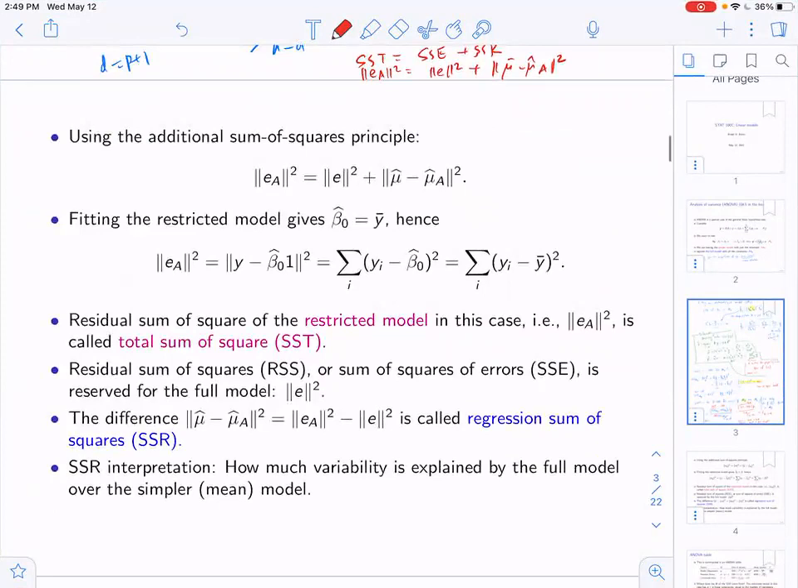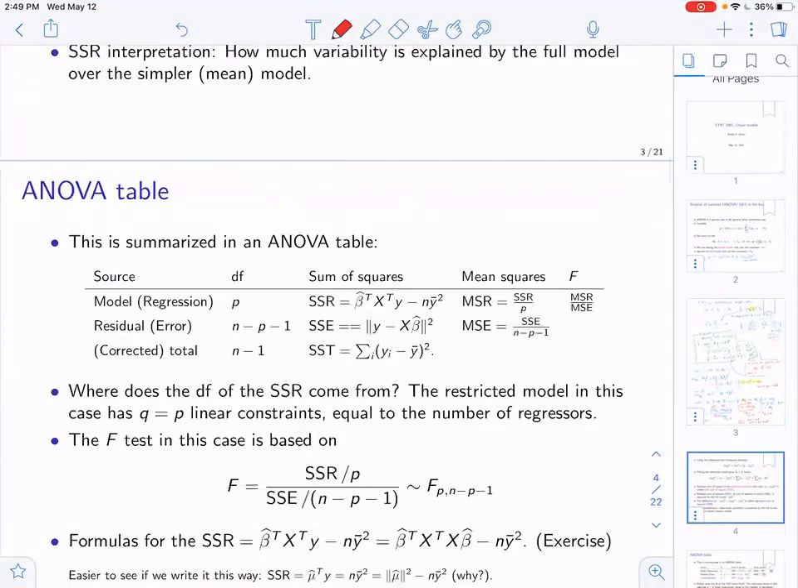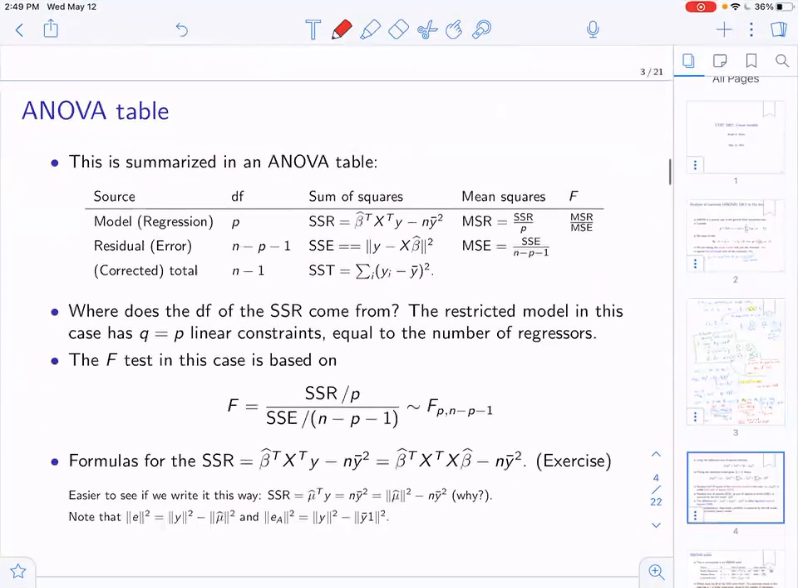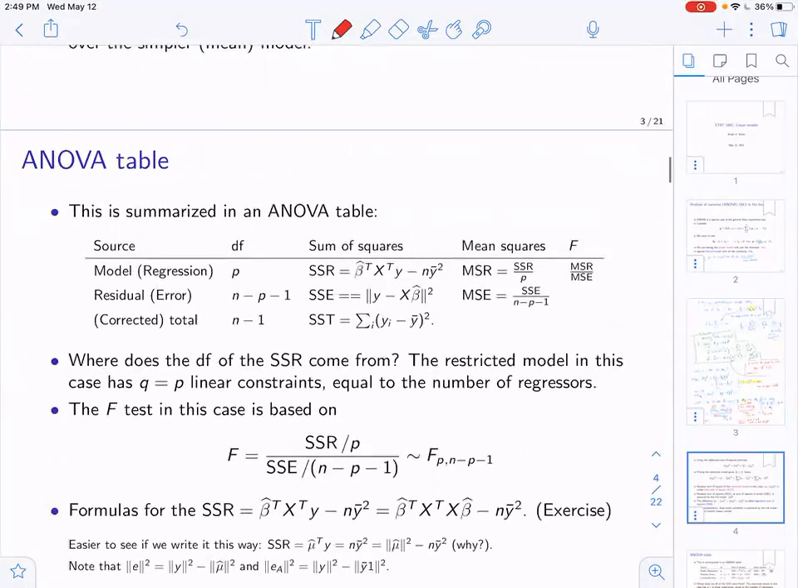Then we have SST. And then oftentimes you write this in an ANOVA table. So SST would be this, SSE would be the SSE of the full model, SSR is the difference. There are alternative formulas for this. You don't have to remember. You can derive everything yourself if you want. And this has P degrees of freedom. That's basically the difference between the two. This has N minus D degrees of freedom. And if you add them up, you get N minus 1, because D is P plus 1 here.